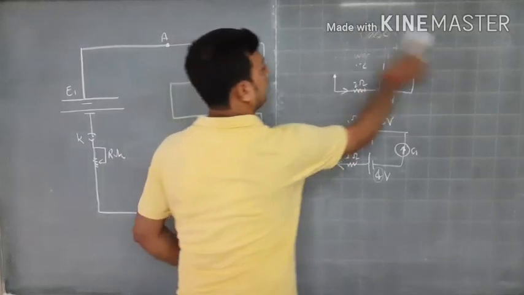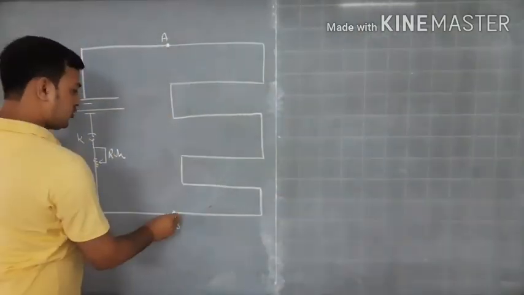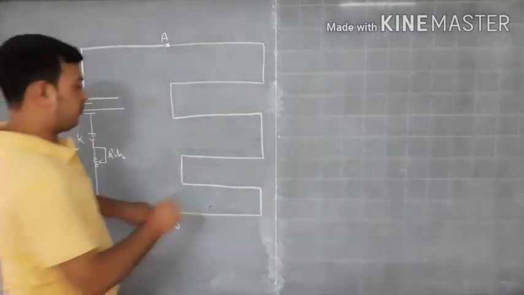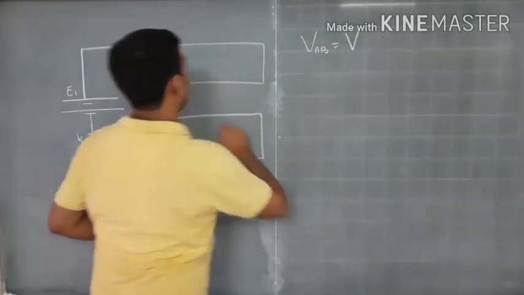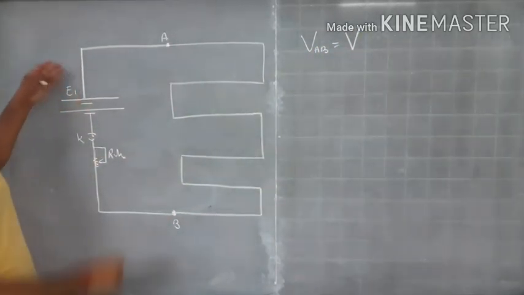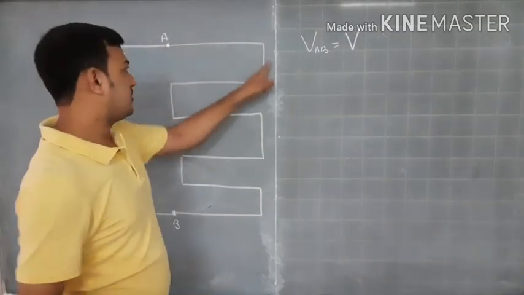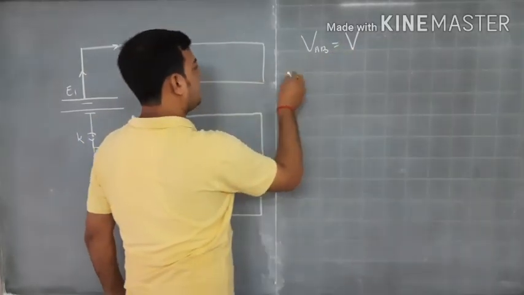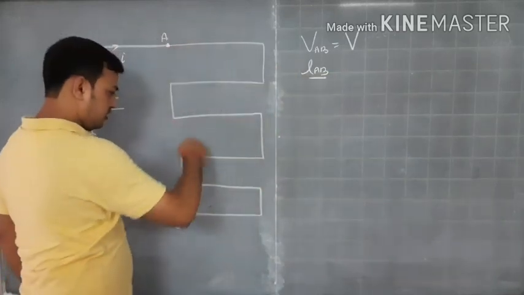So now let us take my potentiometer. Suppose that this wire AB has a potential difference of V across it, because this battery will drive the current in the circuit. As this wire has some resistance, there will be a potential drop across it, and consider that LAB is the length of this wire.